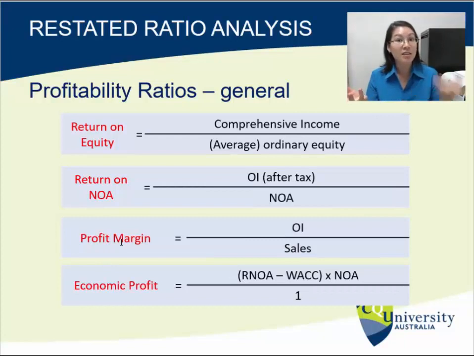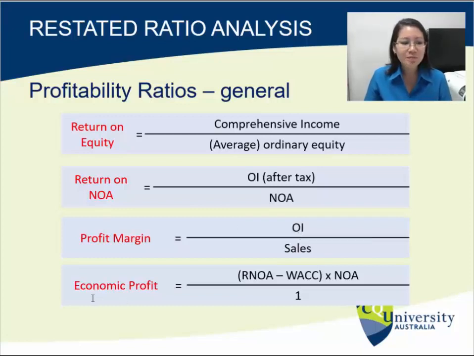Is one higher than the other? Why? Look at what we've done between the original and the restated. We've separated into operating and financing. So we've left out the financing items. So has that made a difference to the profit? Is our profit margin higher from our operational assets? So this is all very interesting. You can have a look at your firm and see what further insights you can glean.